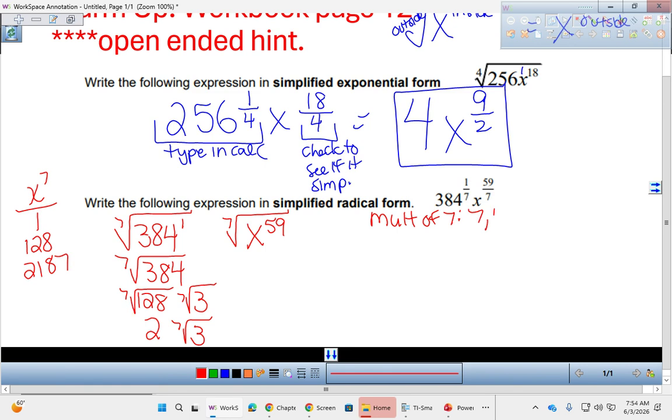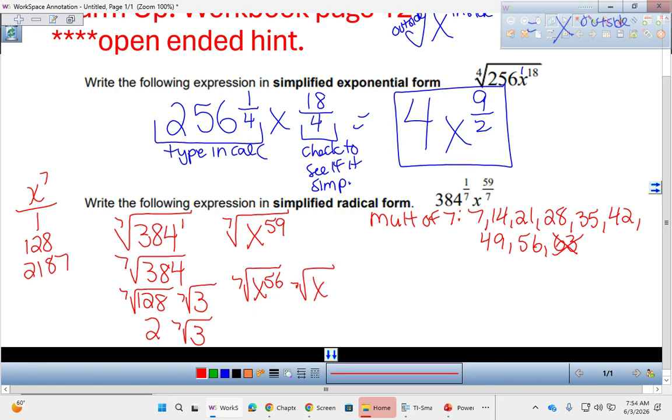So 7, 14, 21, 28, 35, 42, 49. That's 7 times 7. 7 times 8 is 56. 7 times 9, 63, is too much, right? So I know I'm going to stop here. You want to go underneath the number, right? So I'm going to break this up into x to the 56th and x to the 3rd. I still need those two numbers to add together to 59, and 56 plus 3 is 59.